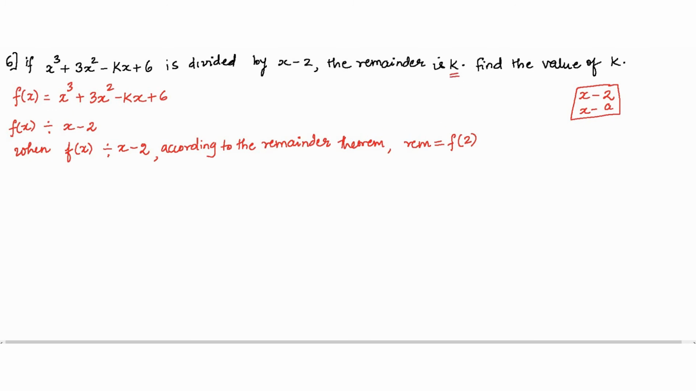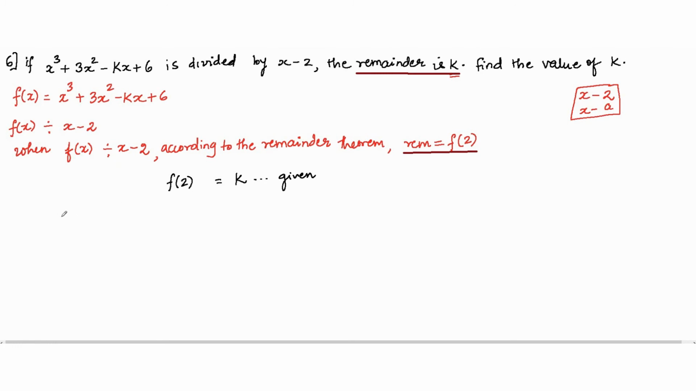It's given to me that the remainder is actually k. So what this means is, the remainder theorem is telling me that the remainder is f of 2. And in the question it is given that the remainder is actually k. That means f of 2 should be equal to k. This is according to the given condition, right? So according to the remainder theorem, the remainder is f of 2, and according to the question, the remainder is k, which means that f of 2 must be equal to k.